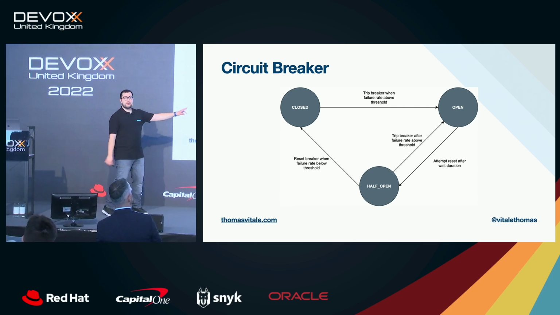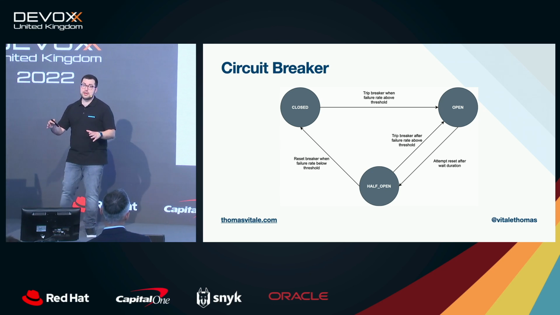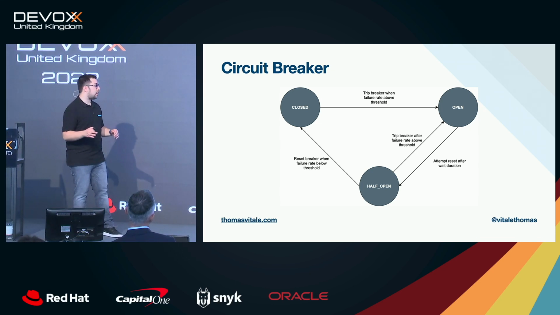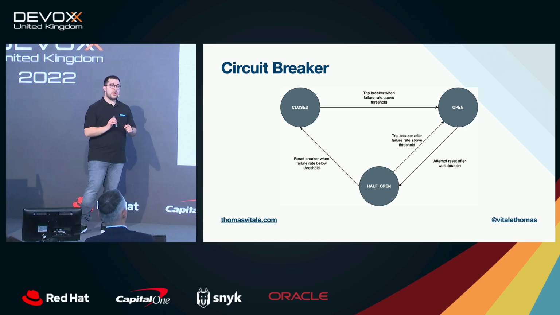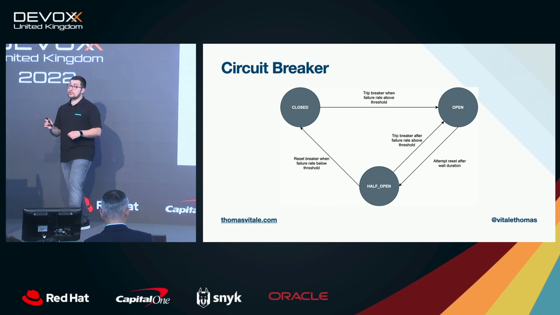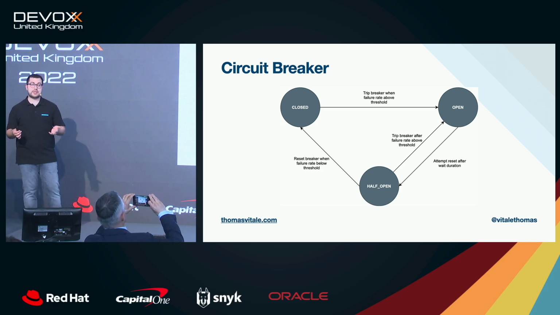After a while, we want to check, so we want to explore the situation. So let's see if book service is up and running again. So we move to a half-open state. In this state, we just allow a few requests to go to book service, just to see if at least one of them is successful.